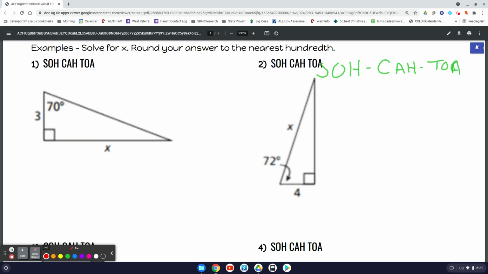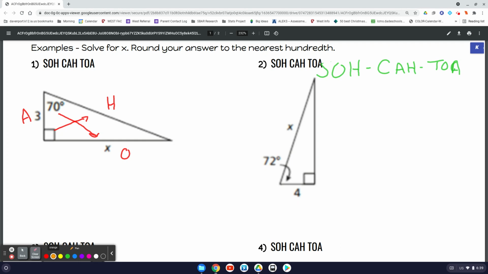So I see a right triangle. First thing I'm going to do is label all of my sides. So across from my right angle is my hypotenuse. Across from the angle I care about is my opposite. Third side is my adjacent. Now, if we look at this problem, we only know one side. We only know the adjacent side, and that's 3.